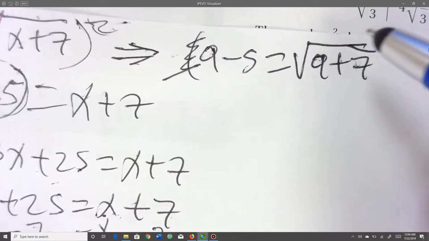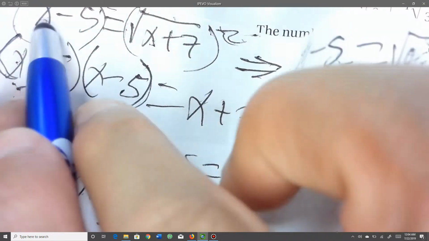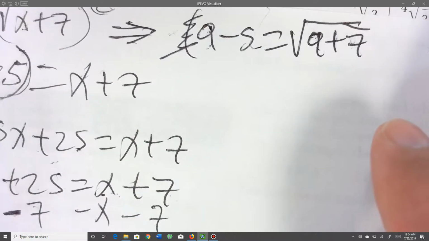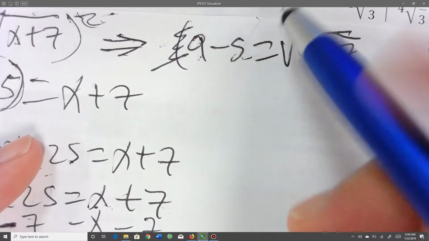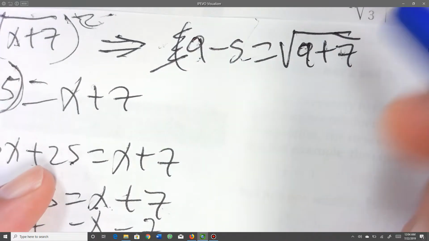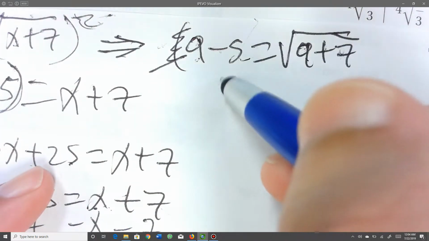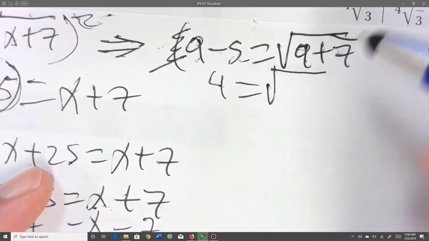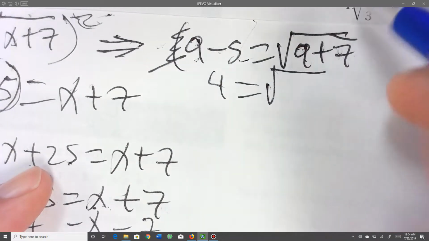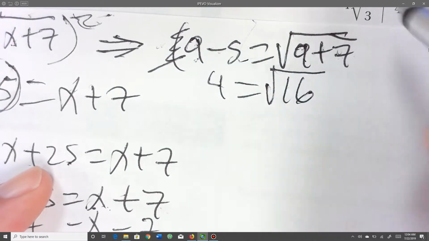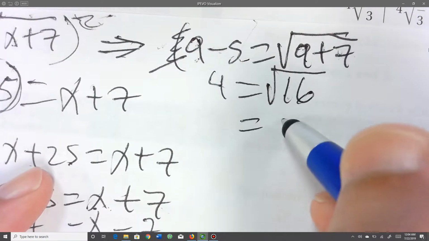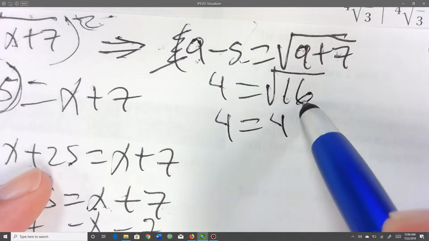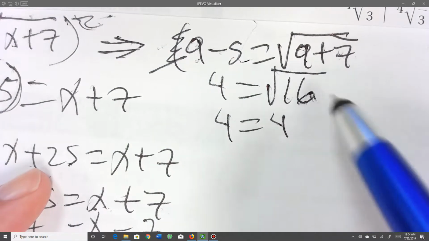I said that since these x's are the same, we need to plug in the same value for x for this step. Yes, 9 minus 5 is 4 equals the square root of 9 plus 7, which is 16. The square root of 16 is 4, because 16 is a perfect square.